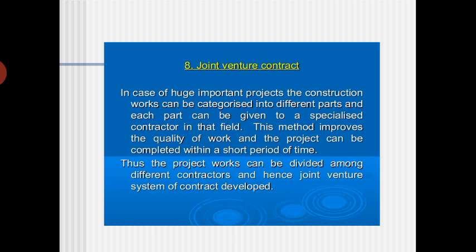And when it is awarding, make sure that the work always has to be tallied with the cost. For example, if high quality of work has to be done, then you reserve some more money, say more than 50 or 60%. If that much quality of work is not required, then you can reserve a very small amount compared to the other types of contracts. So hence the project works can be divided among the different contractors, and hence the joint venture contract developed.